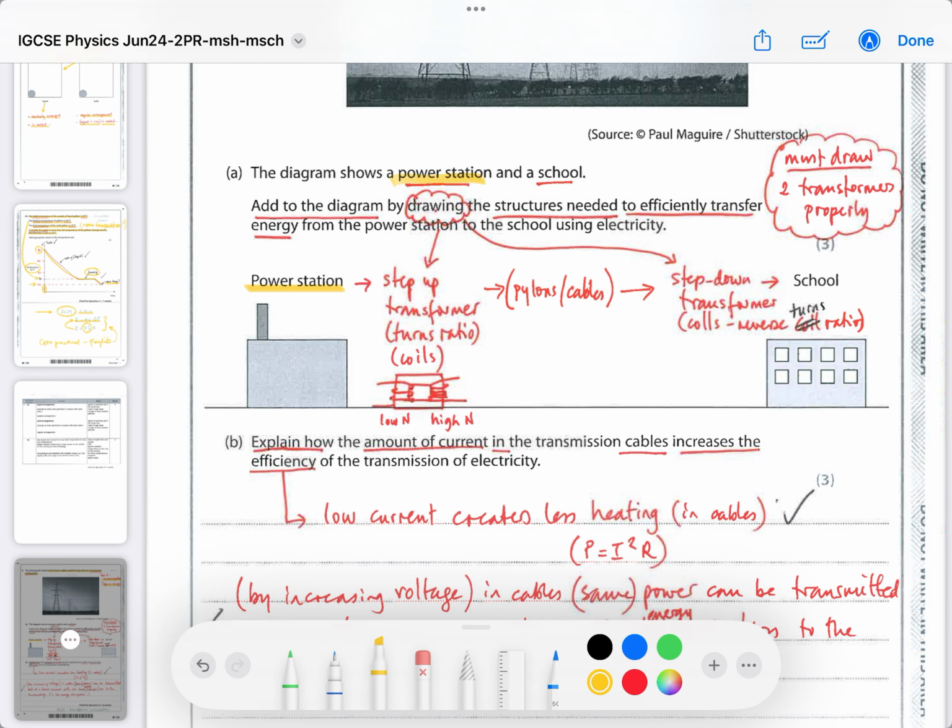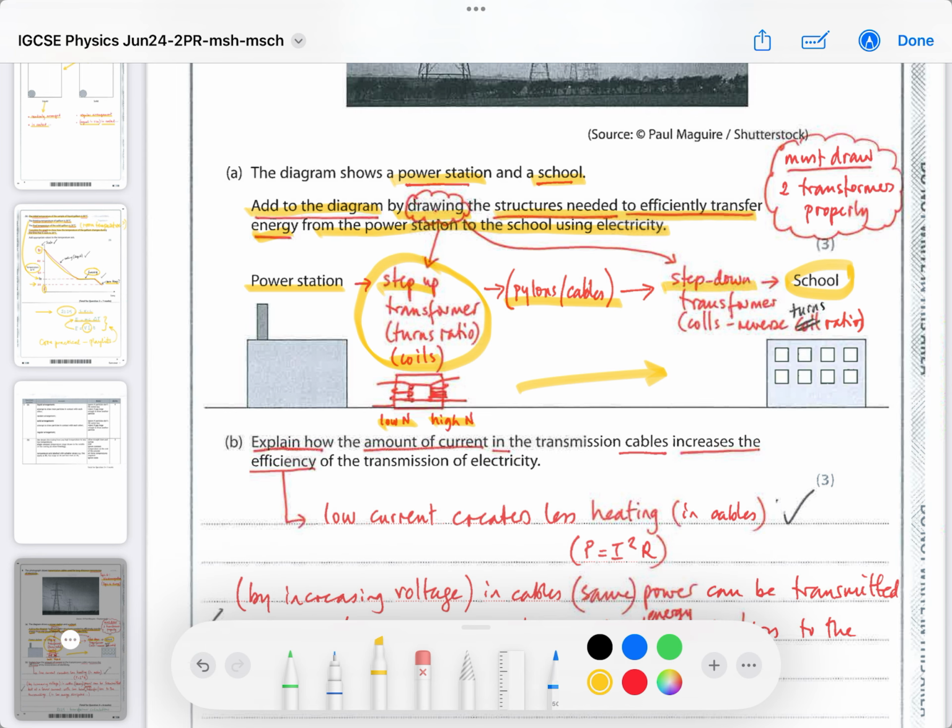So they've shown a power station and a school, and they want you to add to the diagram by drawing, and that's the key word, structures needed to efficiently transfer energy from the power station to the school. So we're going to go from the power station to the school. Obviously you need pylons and cables, but they want you to know that you need a step-up transformer. And the drawing they want you to include, they want the coils shown that you have a low input number and a high output number, and then the reverse of that they want you to draw again here. So you've got to draw it twice, step up and step down, and label it thus.